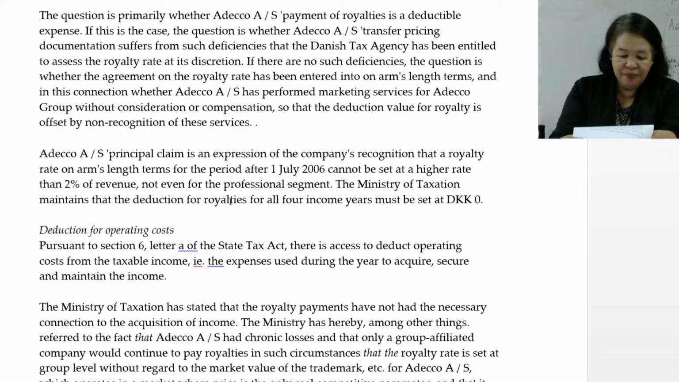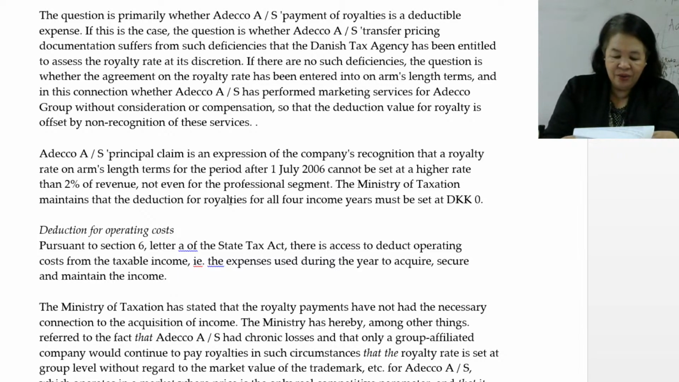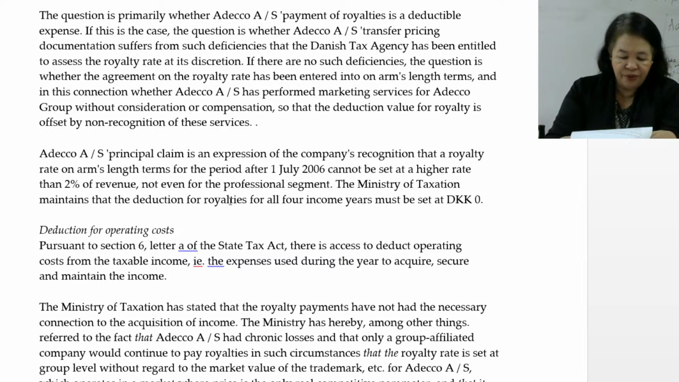There are no such deficiency. The question is whether the agreement on the royalty rate has been entered into on arm's length terms, and in this connection, whether Adecco AS has performed marketing services for Adecco Group without consideration or compensation so that the deduction value for royalty is offset by non-recognition of these services. Hindi daw binabayaran ni Adecco Group si Adecco Denmark, kaya wala ring royalty dapat na mangyayari, no?